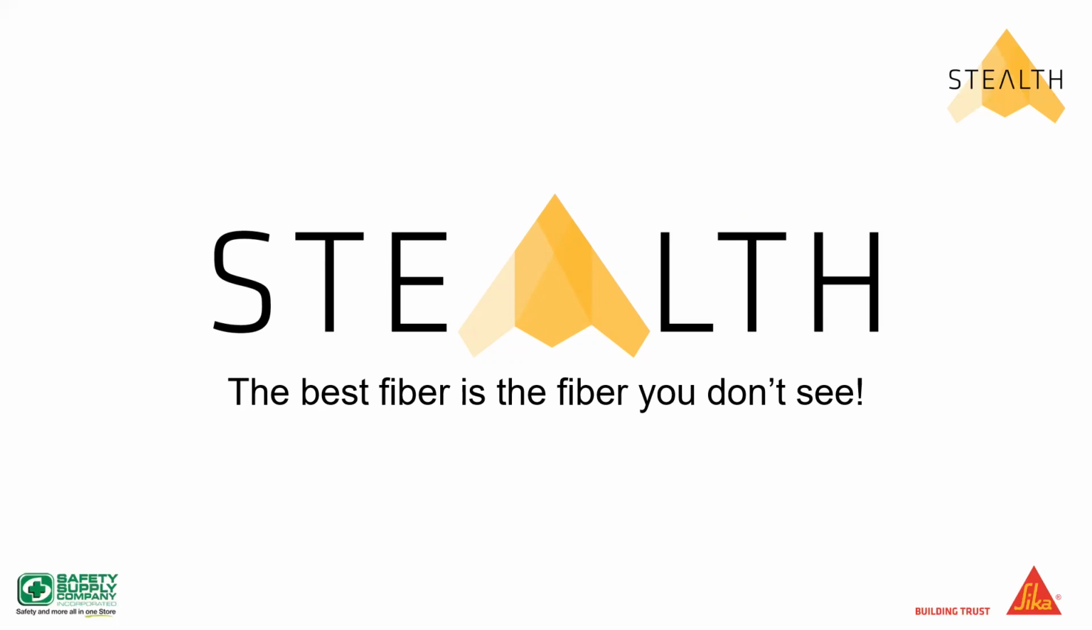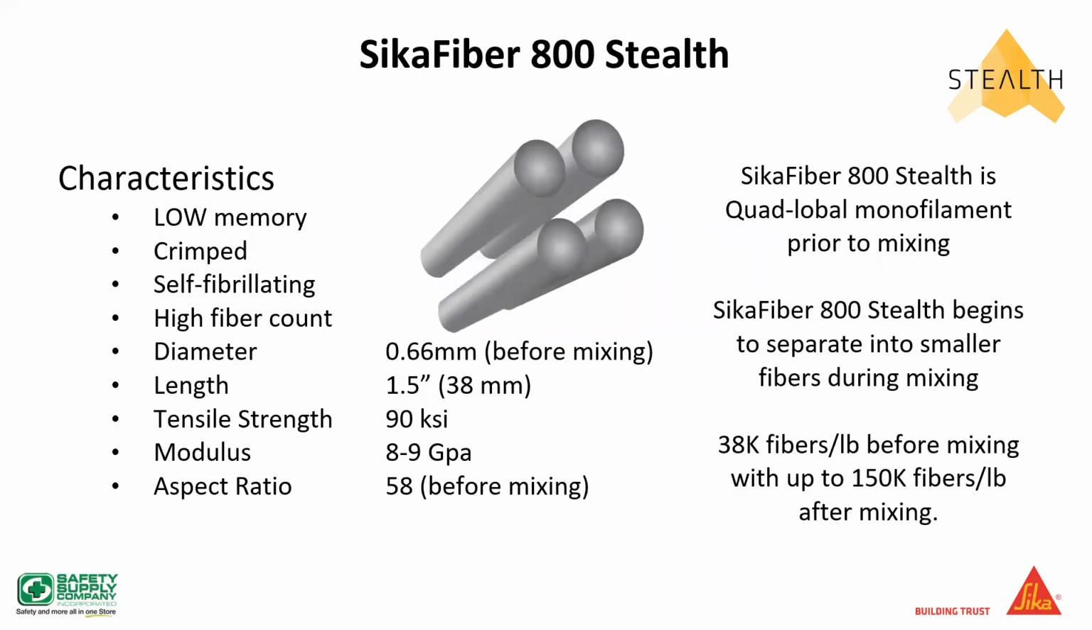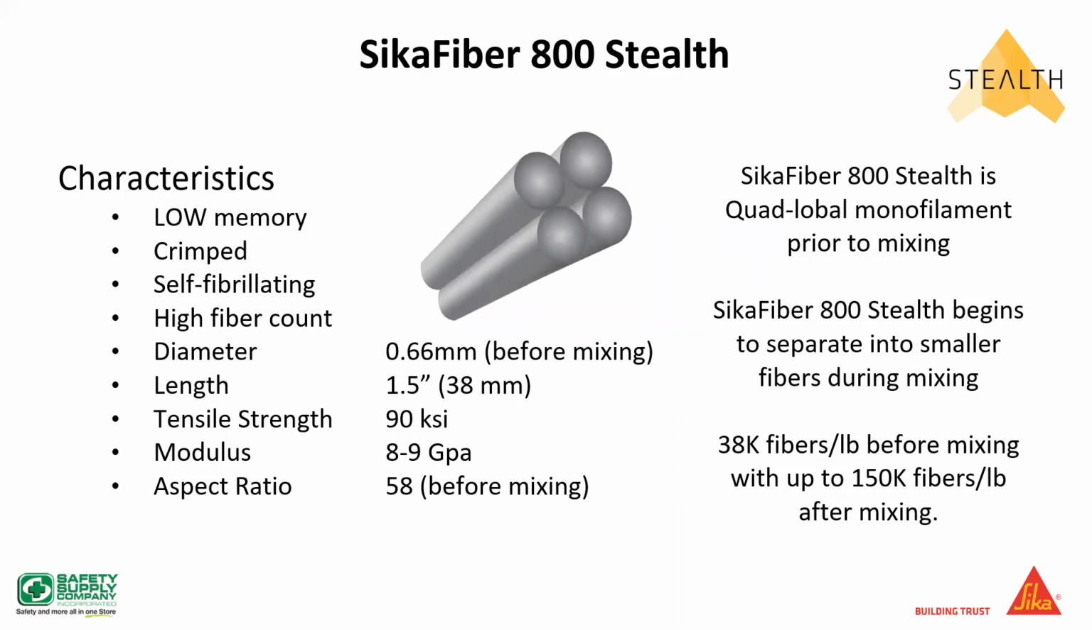Again, the reason we call it Stealth is because of that note right there. The best fiber is the fiber you don't see. Nobody wants to see fiber in their slab. Now, can I tell you that if you use the Stealth product, you're not going to see a fiber or some fiber? I'm not going to tell you that, but you shouldn't. If it's finished correctly, especially a hard steel trowel finish, you should not see any fiber.